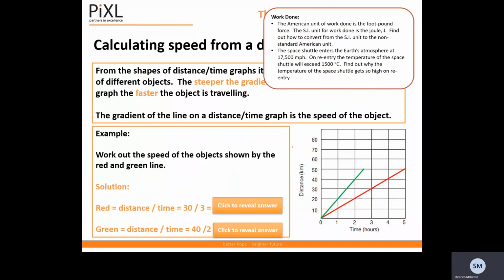Here are some questions. And remember, you find the distance, time, and the answers.